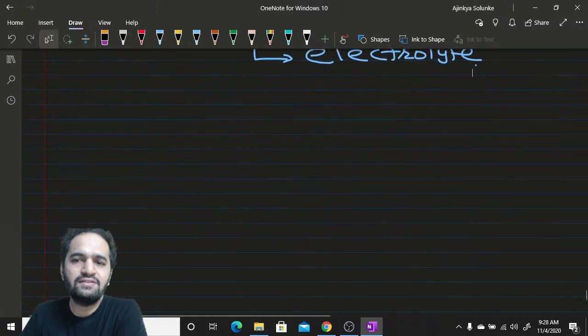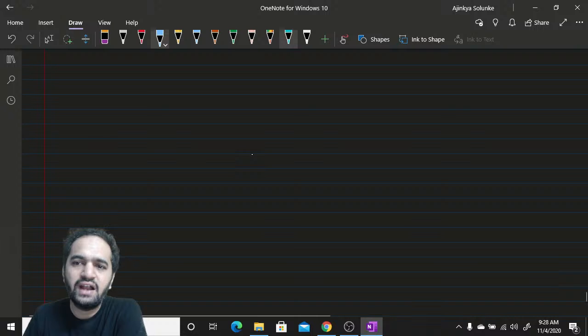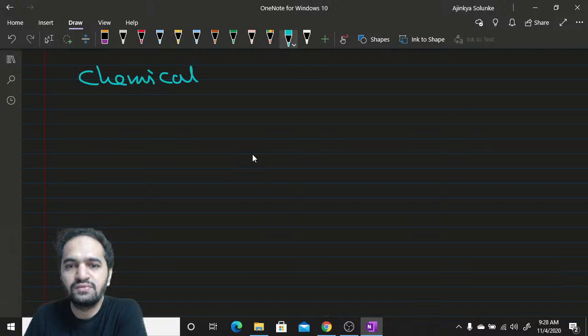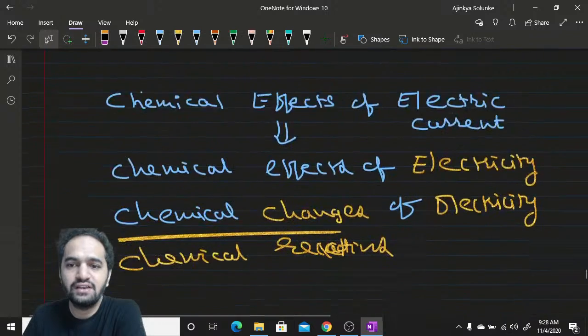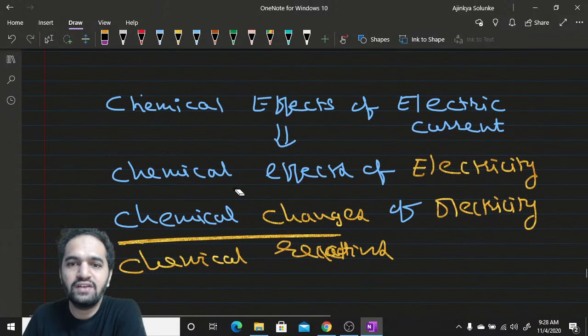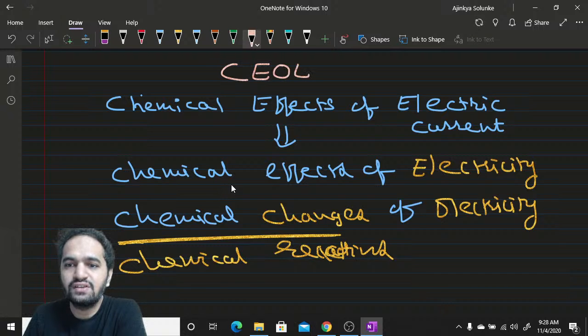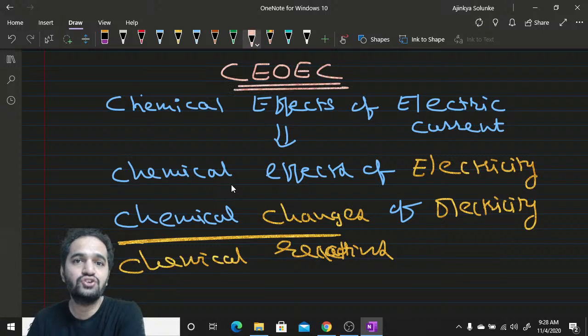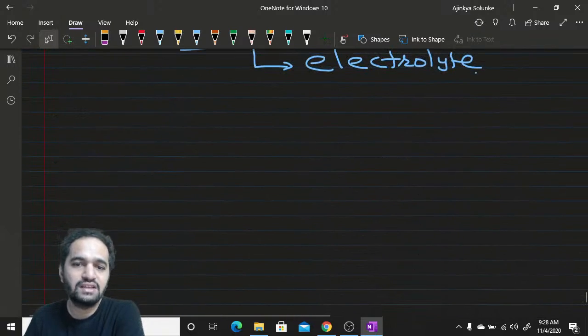So can I say one thing? For chemical effects of electric current, we will use a short form for our understanding. We will just say chemical effects of electric current. Is it fine? In short, we will use something like that.